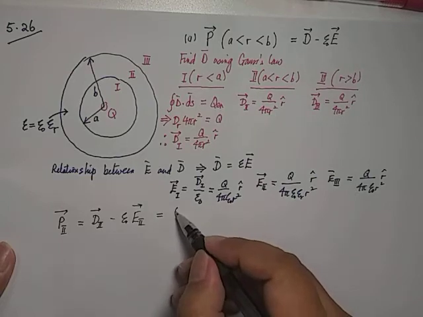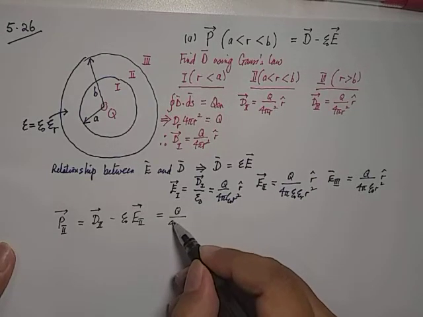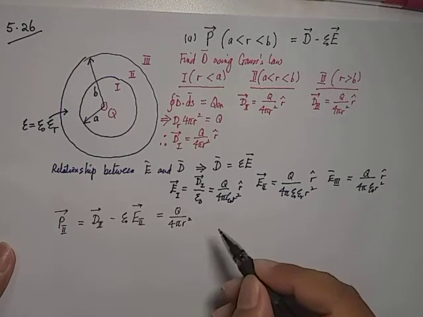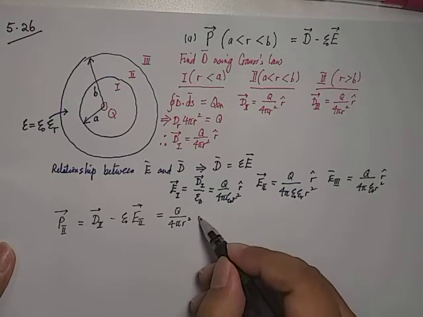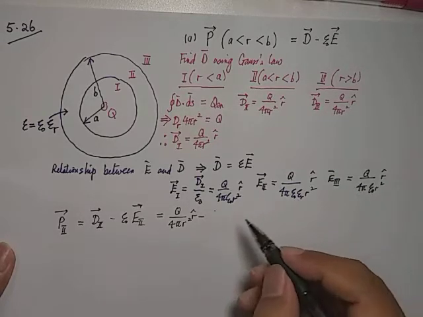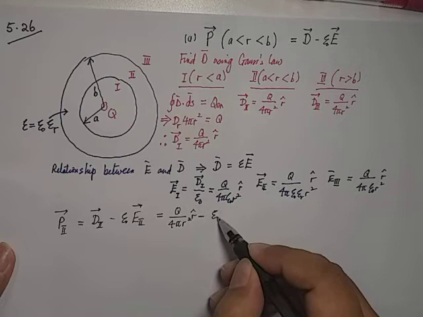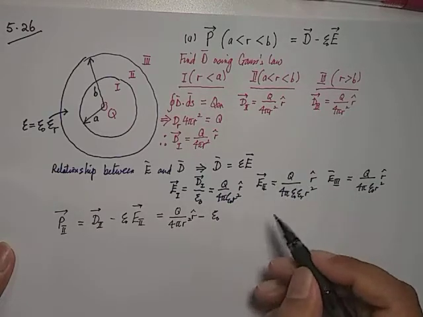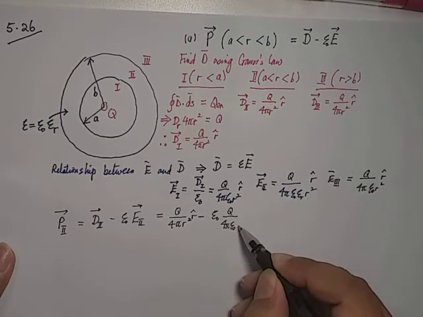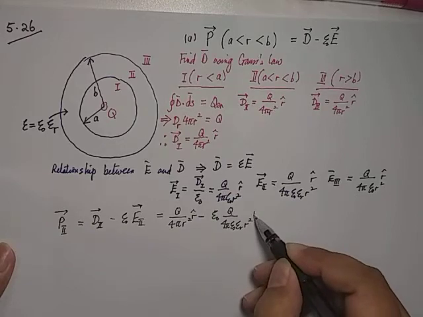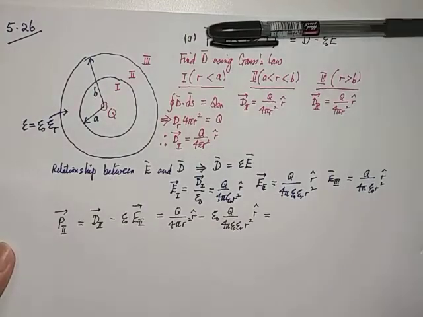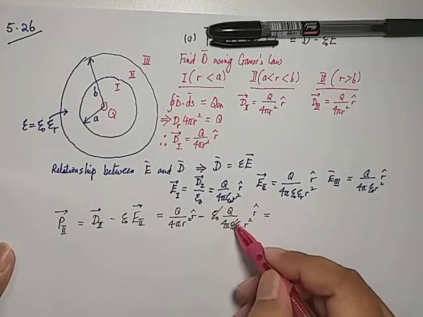So I'm going to have Q over 4 pi r square, and then I'm going to minus, in the r direction, don't forget the direction, so it's a vector, P is a vector. How about epsilon naught? Put epsilon naught here, and then E2 should be this one, Q over 4 pi epsilon naught epsilon r square in the r direction. So we can simplify the mathematics by cancelling the epsilon naught.